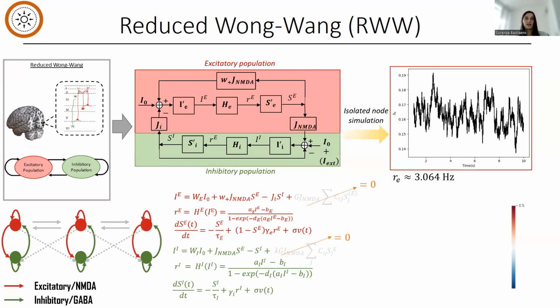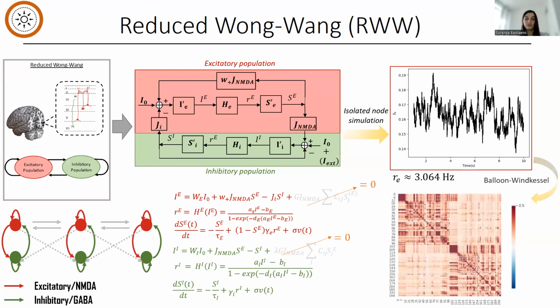And then, as I mentioned previously, when these nodes are not isolated and different nodes are assembled together, this model is used in conjunction with the balloon-Windkessel equation to transform the simulated excitatory synaptic activity into a BOLD signal and be able to replicate fMRI data.